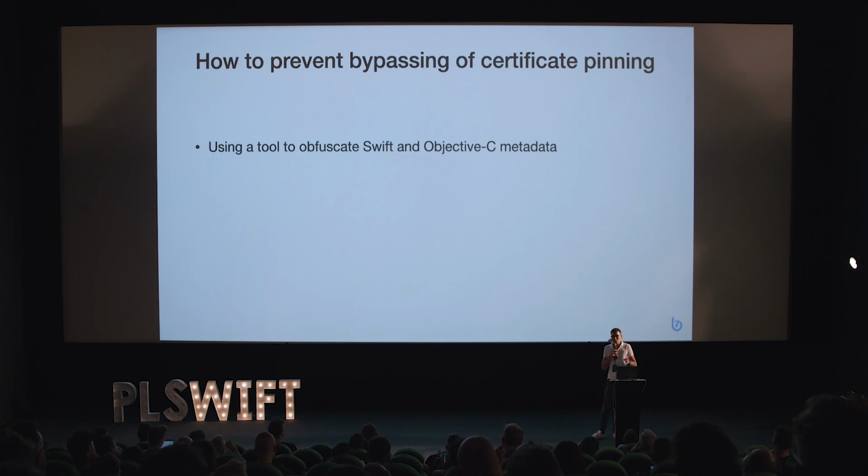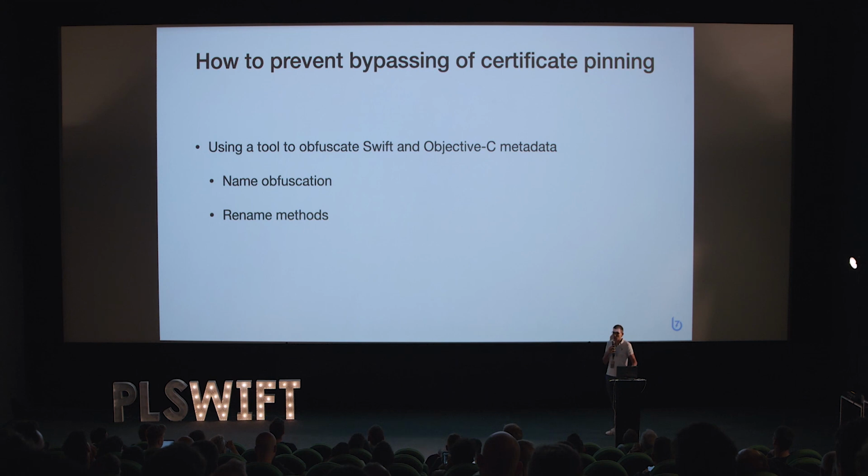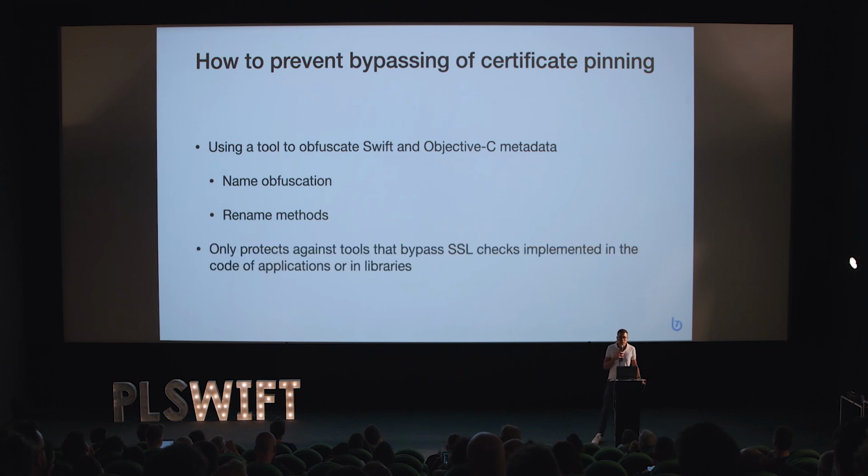So we want to obfuscate all the things, like all the code and some related important sensitive data. And so we do use name obfuscation as well as renaming methods at runtime. Every build, it's changing, so it's usually not staying the same. And this is basically only protecting against tools that are bypassing SSL certificate pinning.